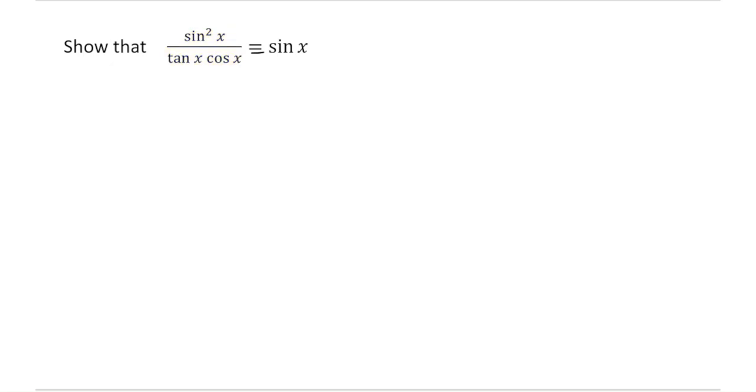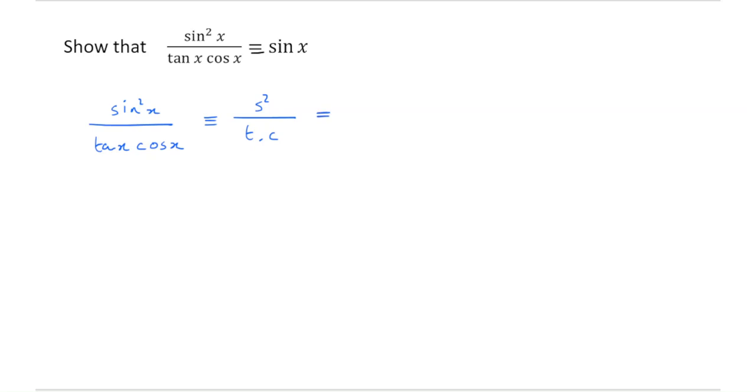So let's rewrite that. I've got sine squared x over tan x cos x. And I'm just going to rewrite this using the letters s, c, and t, right? So I'm going to write that as s squared over t times c. Now, what identities can we use here? Well, first thing to notice is we've got a tan, right? And so if we've got a tan, we can immediately replace that with sine divided by cos.